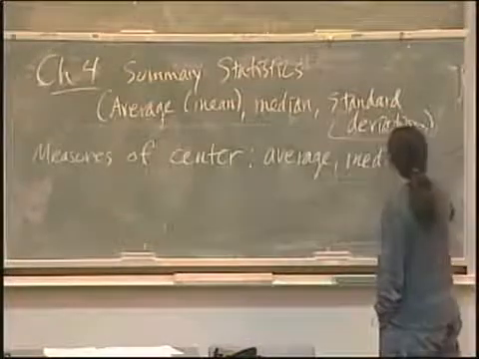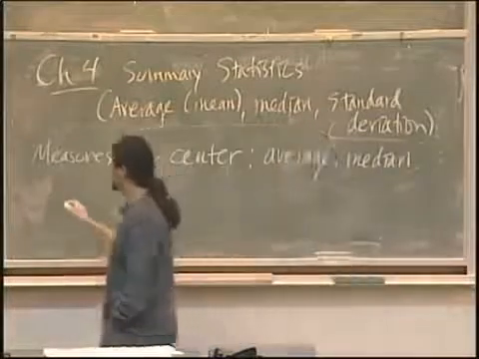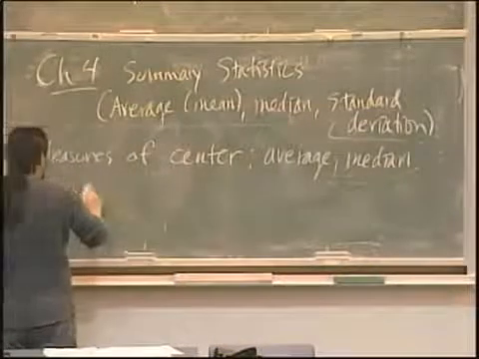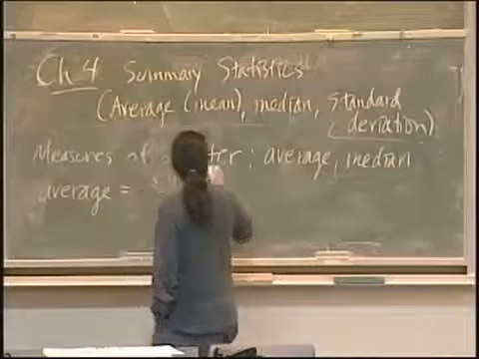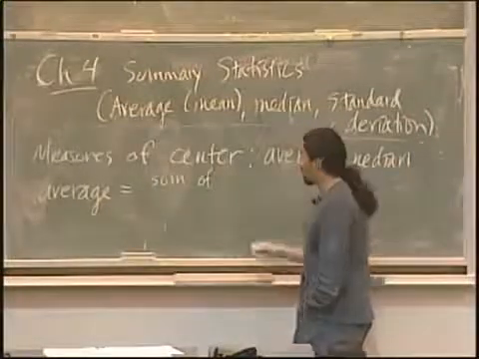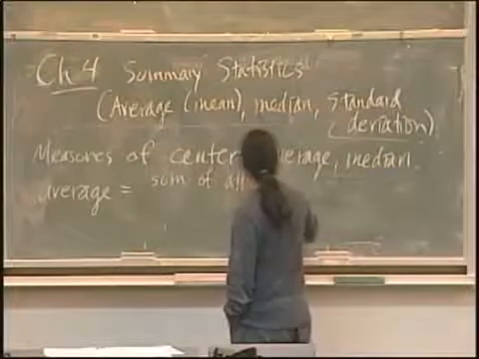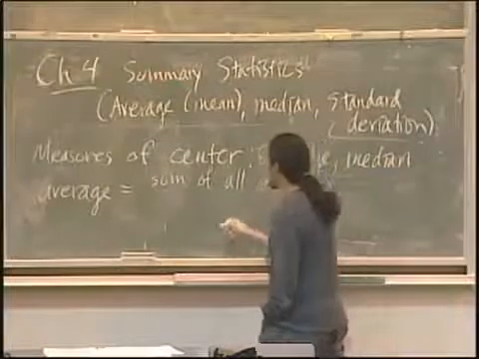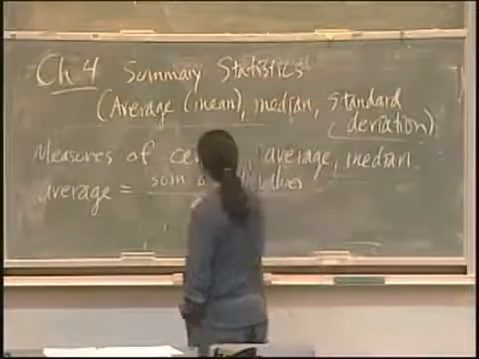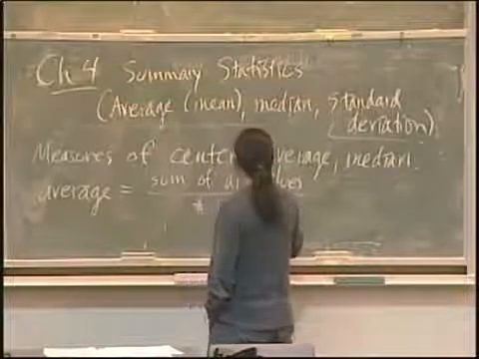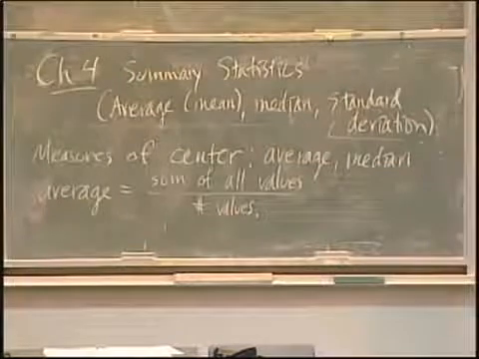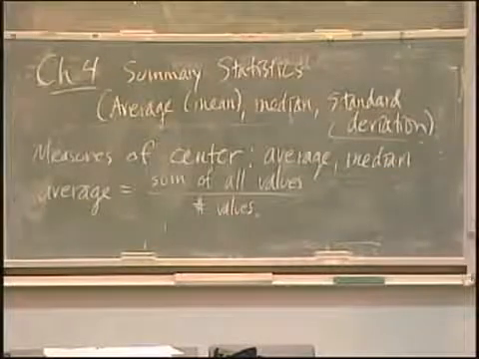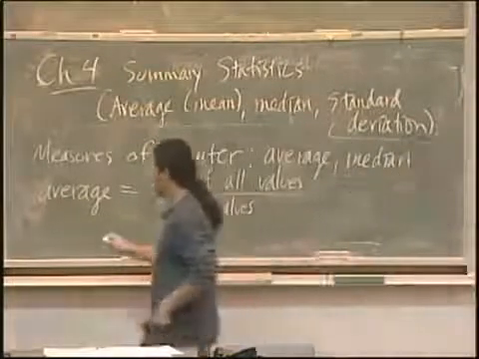Okay, so the way we define them is that the average is found by taking the sum of all values and dividing by the number of values. Okay, so just add them all up, divide by how many there are. The average also has the characteristic of being the balancing point of a histogram.